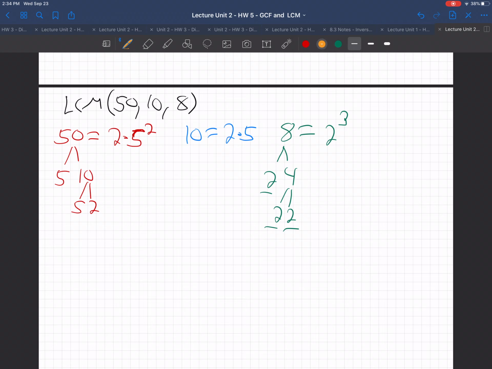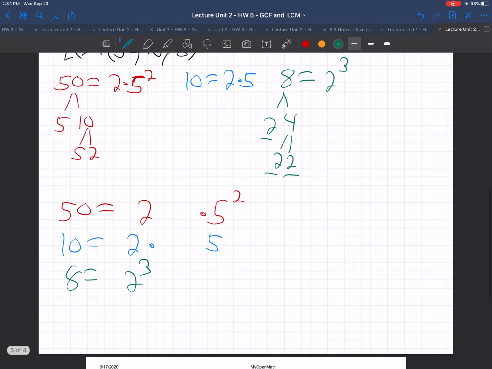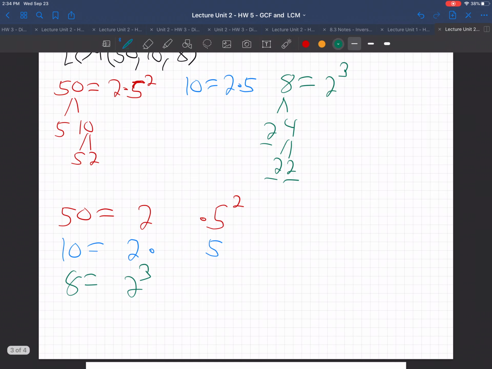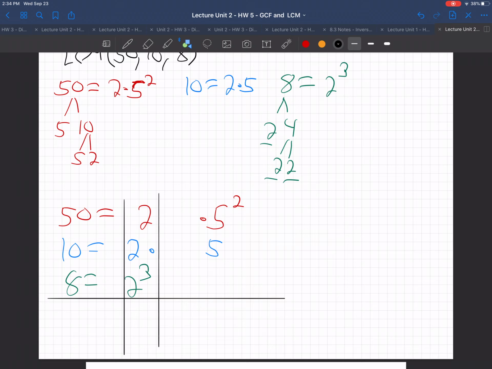So that's step 1. Step 2, we're going to write them all lined up. So here we go. 50 is 2 times 5 squared. 10 is 2 times 5. And the 8 is 2 cubed. Okay, and so then we line them up. 2's right here, didn't have any 3's. So there we go.